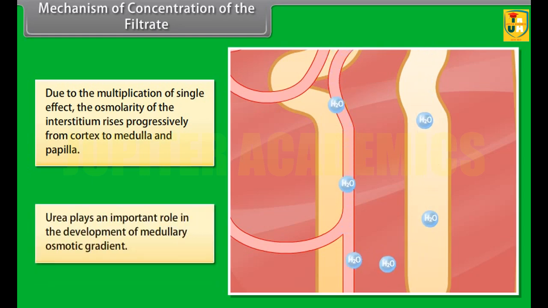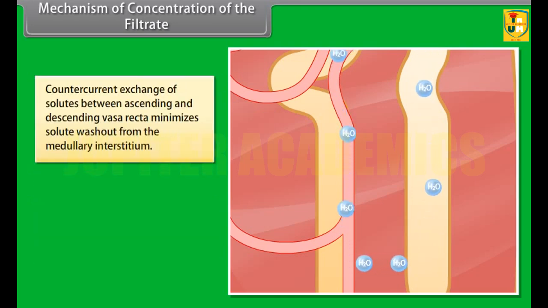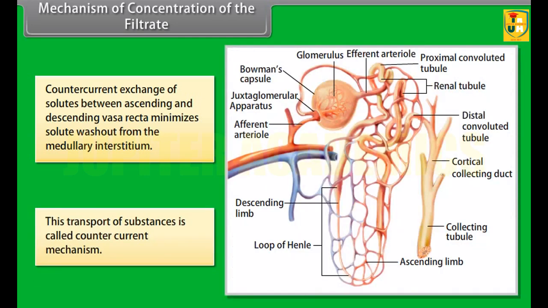Urea plays an important role in the development of the medullary osmotic gradient. Countercurrent exchange of solutes between the ascending and descending vasa recta minimizes solute washout from the medullary interstitium. This transport of substances is called the counter-current mechanism.